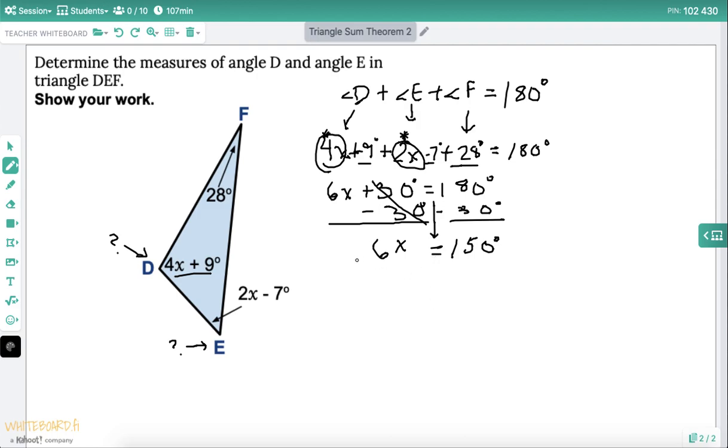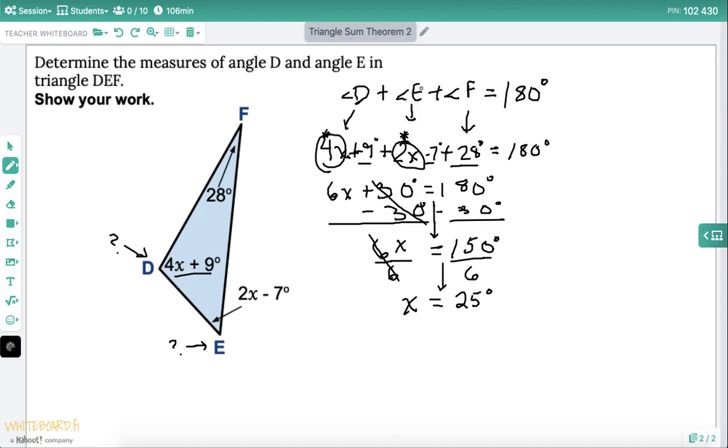So 6 times x, just like we did with the 10 before, we're going to divide by 6 here. 6 divided by 6 is 1. 1 times x is x. Okay, so that is going to equal 25. X is 25 here, 25 degrees.